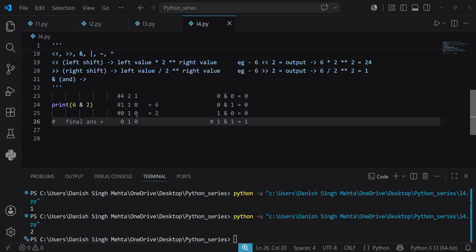This is a binary form, and if we convert it into a number, the value will be 2. So here also if I print 6 and 2, the output is 2. So this is how the AND operator works.